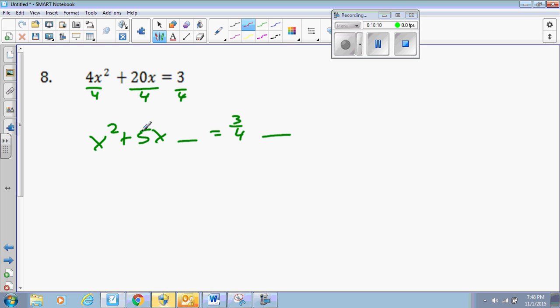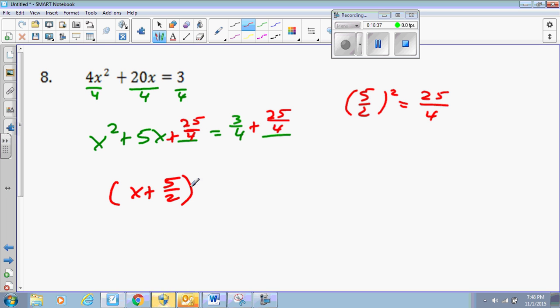So now half of 5 is 5 over 2, and 5 over 2 squared is 5 squared is 25, and 2 squared is 4. So plus 25 over 4. That looks like it's not going to be too bad, because when I add 25 over 4, here I have common denominators already. So this is going to be x plus 5 over 2 squared equals 28 over 4. 3 plus 25 is 28.